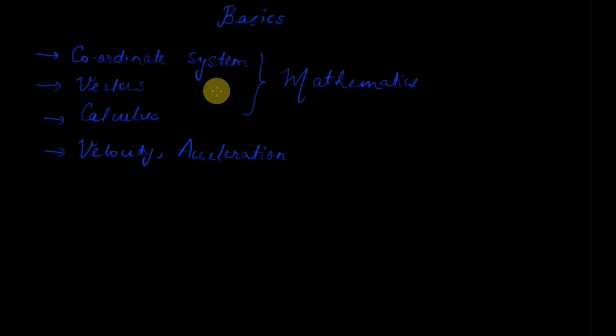So as you can see, coordinate system, vectors, calculus, these three are essentially heavily drawn from mathematics. And I firmly believe that if you have to do well in physics, you must understand mathematics really well, because mathematics is the language of physics. If you understand any concepts of physics with the help of these three mathematical tools, trust me, your understanding will be very concrete, right? So let's start.